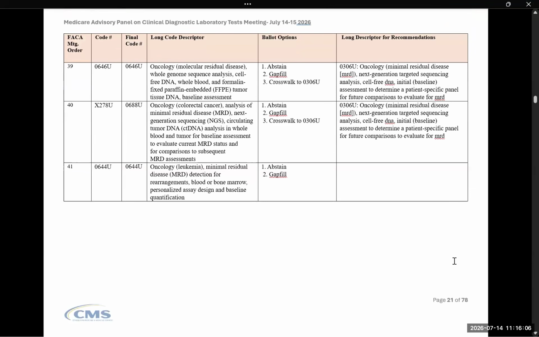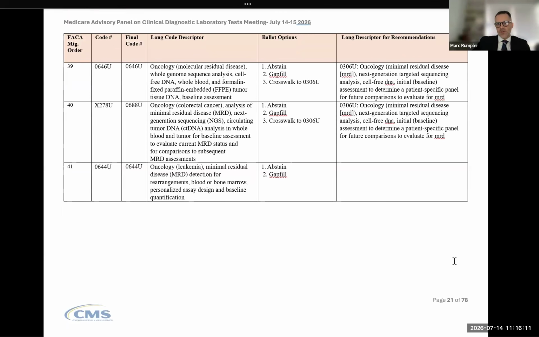0646U. Yes, again, presenting on behalf of myself and co-reviewer Dr. Jiang, 0646U is also an MRD baseline test, but in this case, it uses whole genome sequencing of a matched tumor tissue, white blood cells, and plasma cfDNA to establish a baseline for detecting circulating tumor DNA in stage 3 colon cancer. So the panel recommendation in this case is a gap fill, and that's consistent with the presenter's own recommendation. Unlike other baseline MRD codes reviewed in this cycle, 0646U uses whole genome sequencing across the 3 matched specimen types. And this methodology is much broader and more resource intensive.